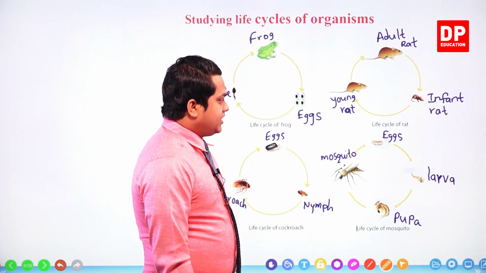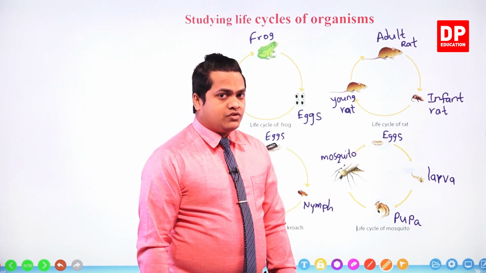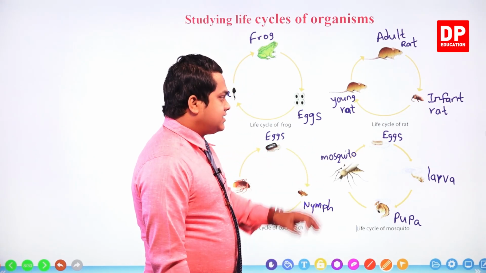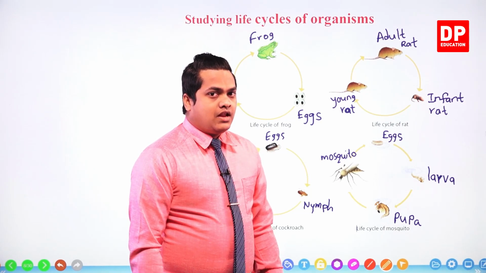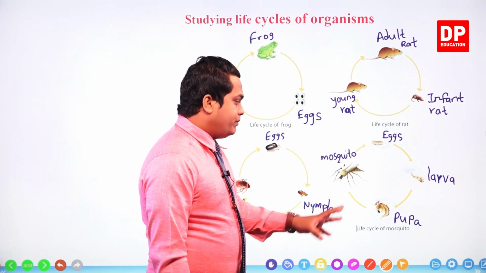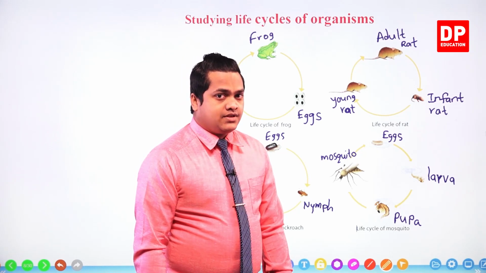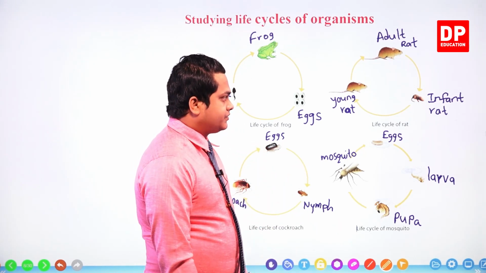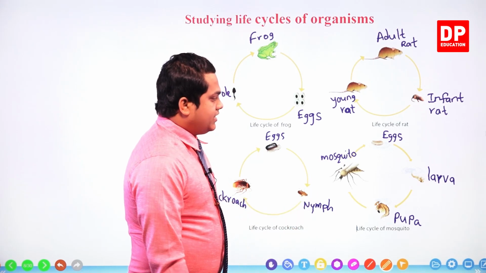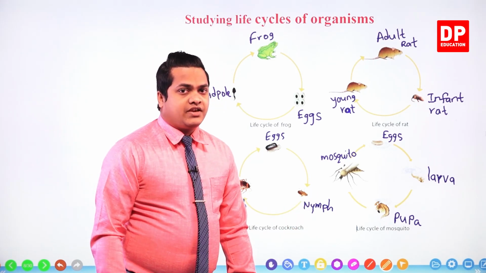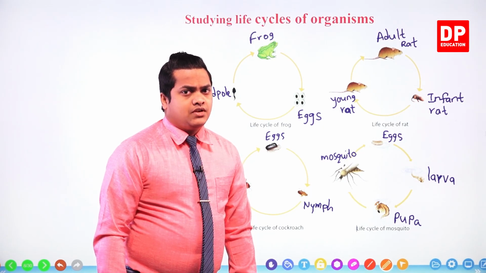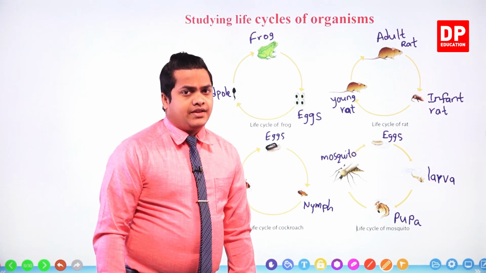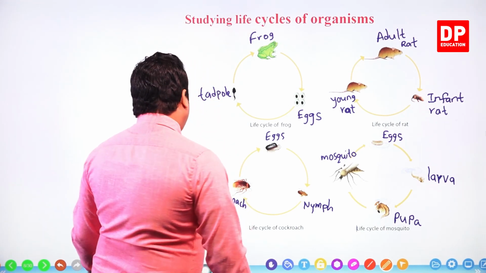Life cycle of a mosquito has 4 stages. Eggs, then the larval stage, then the pupa stage, the inactive stage, then the mosquito. Like that, here we can observe different stages of organisms when they are going to complete their life.